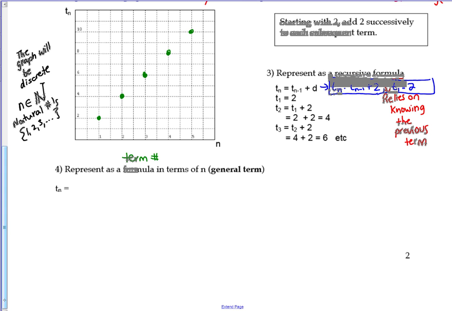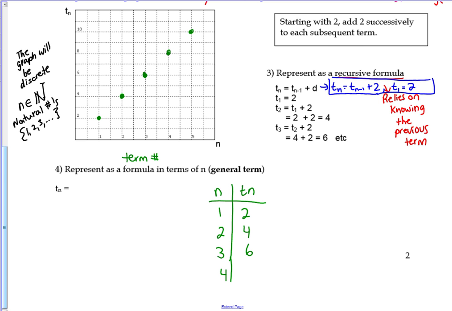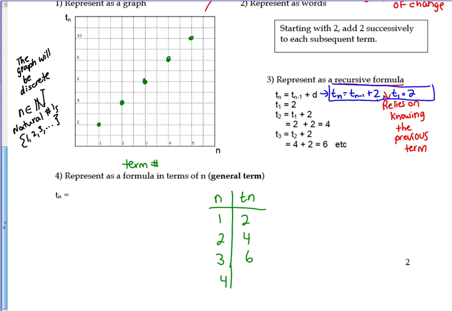Okay, so if we thought of x as your n and y as t of n, when term 1 was equal to 2, term 2 was equal to 4, term 3 was 6, and 4 was 8. Term 1 was 2, right? Yeah, and 4 was 8. Good.